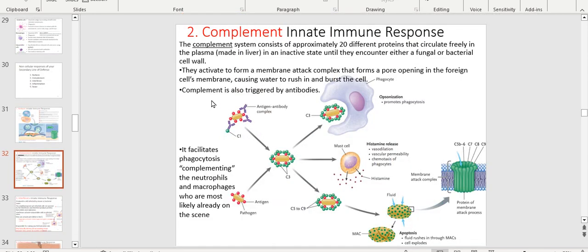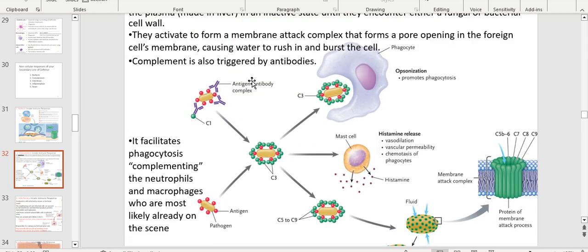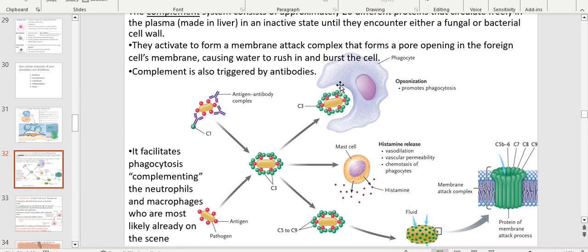The next type of innate immune response is what we call complement proteins. The complement system consists of approximately 20 different proteins that circulate freely in the plasma, made by the liver, in an inactive state until they encounter either a fungal or bacterial cell wall. They activate to form a membrane attack complex. And honestly, it's like a fighter squadron, and they're all going towards this cell or fungi, right?